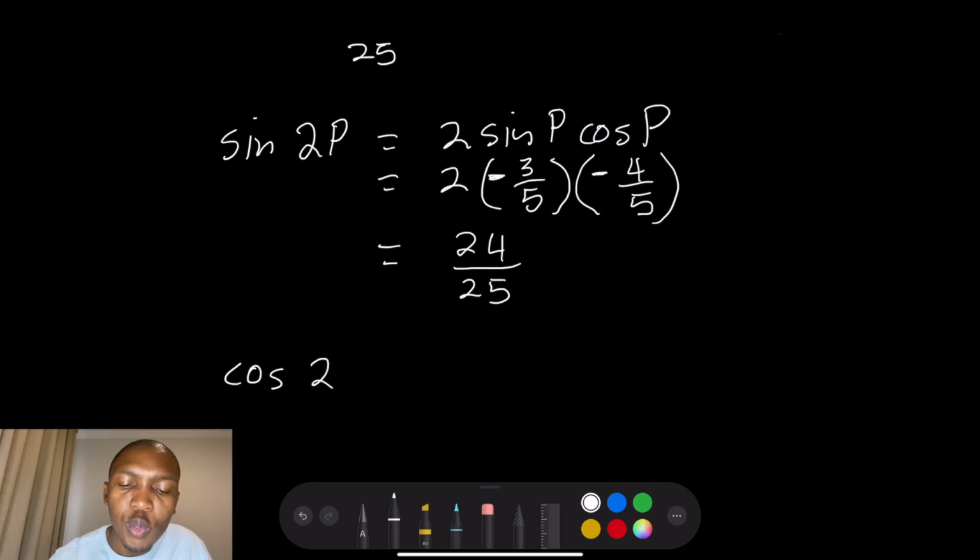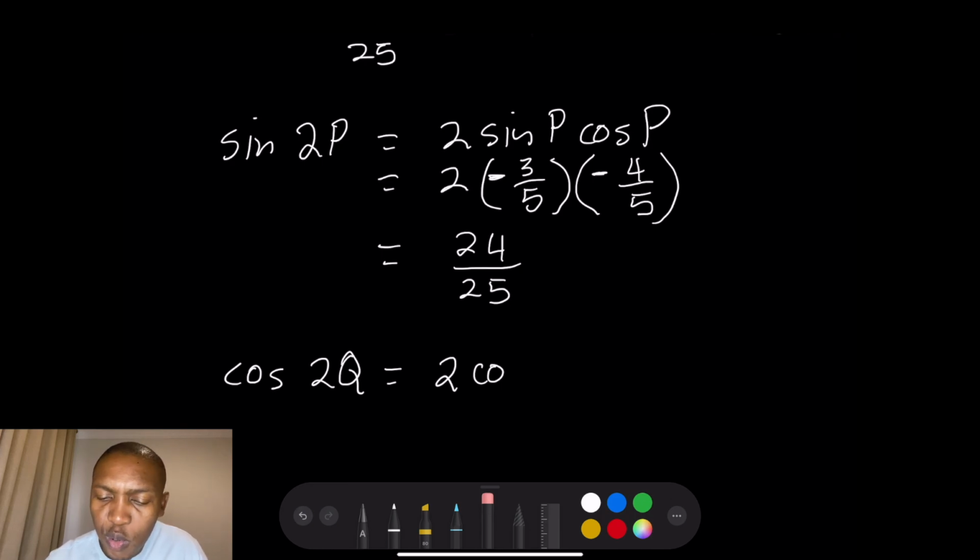And of course, I'm sure you can do the same for cos of 2q. By the way, for cos, you can choose any of the ones that we have. If you don't mind, let me just take 2 cos squared.